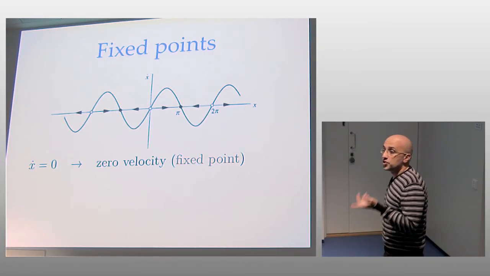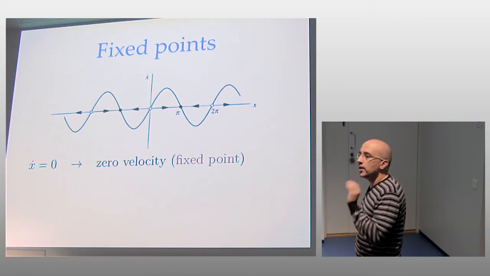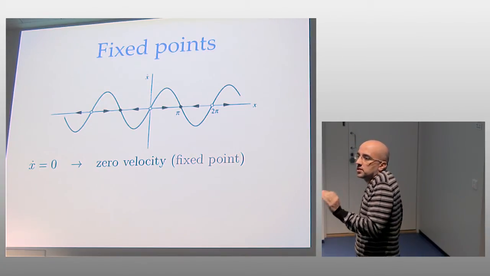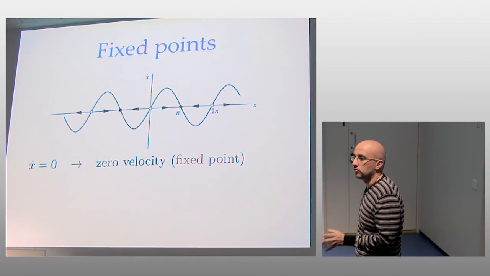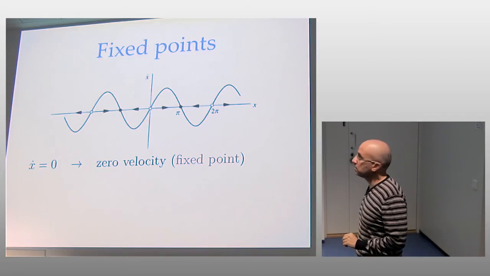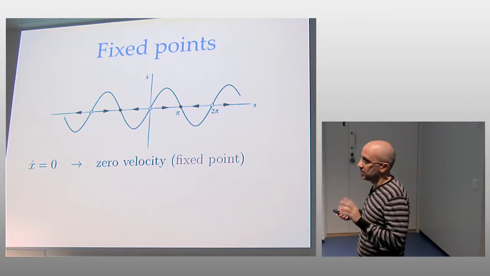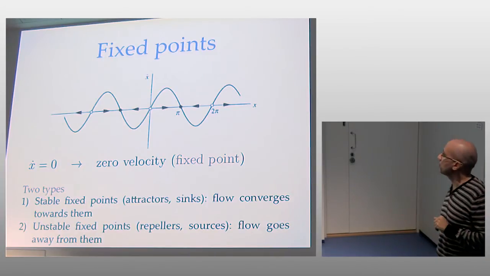Now, of course, the velocity can be 0 too, right? So if you are at a point in which the velocity is 0, of course, the system will stay there, because it doesn't move. It doesn't move to the right, it doesn't move to the left. This is called a fixed point. It can be stable or unstable. We're going to see that.